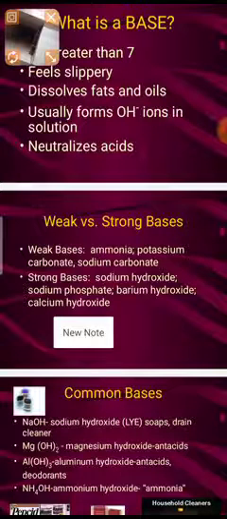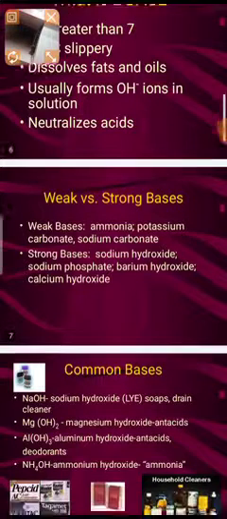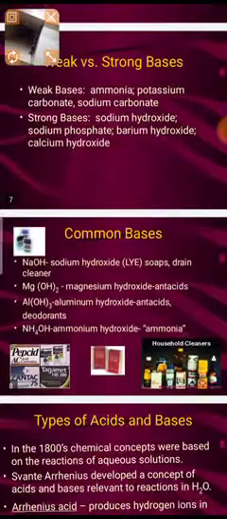Whereas strong bases, sodium hydroxide, sodium phosphate, barium hydroxide, calcium hydroxide, in the solution form pass continuously hydroxyl ions and therefore act as strong bases. Some common bases are NaOH, sodium hydroxide, which is used in day-to-day life. Soaps and drain cleaners are nothing but sodium hydroxide.